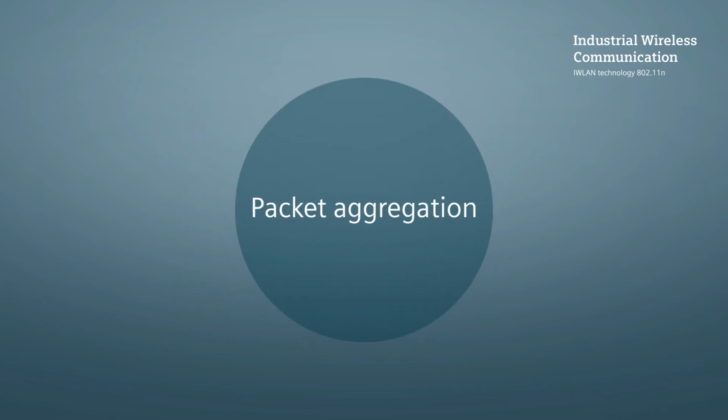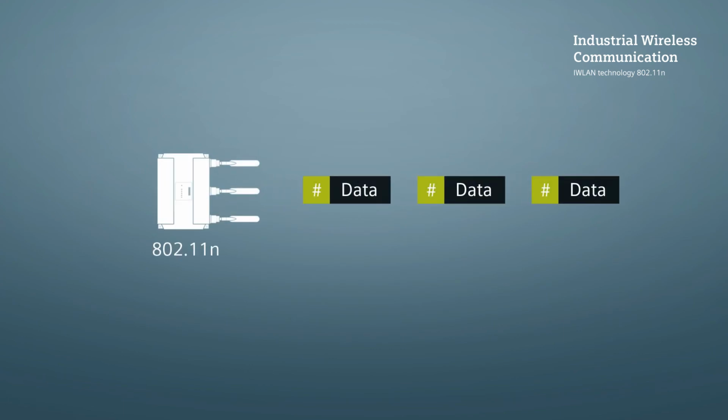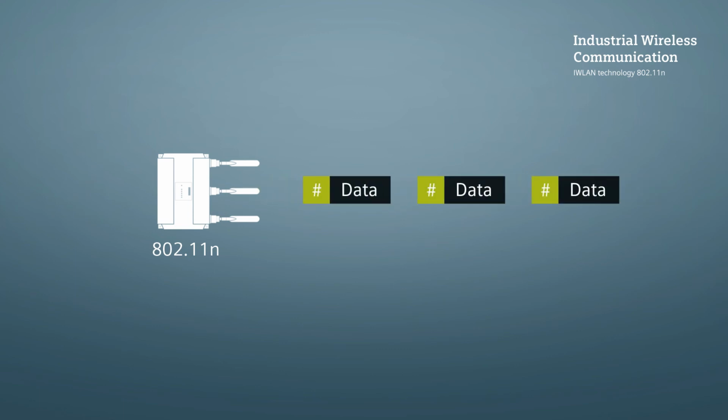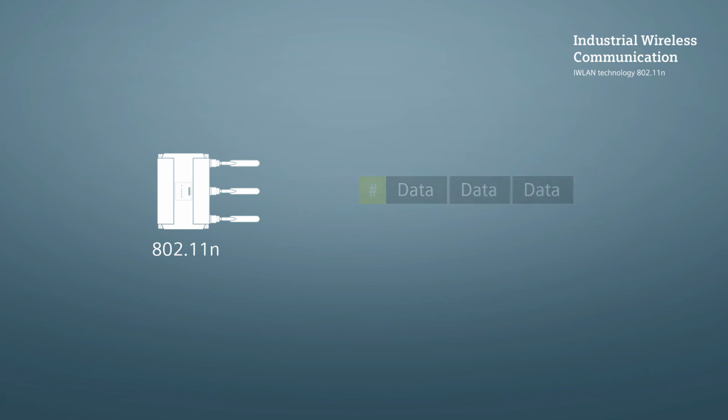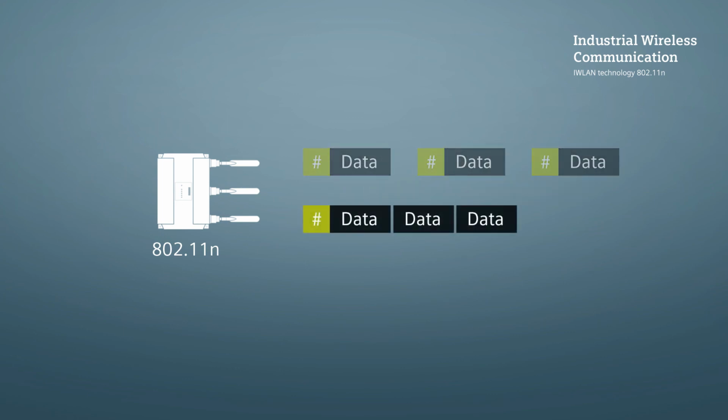Method 4. Packet aggregation. Apart from the user data, each packet always also includes control data, for example, the receiver's address data. If this address data is the same for several consecutive packets, the packets can be grouped together and transferred in one piece. The multiple transmission of the control data is thus not necessary and bandwidth is saved.